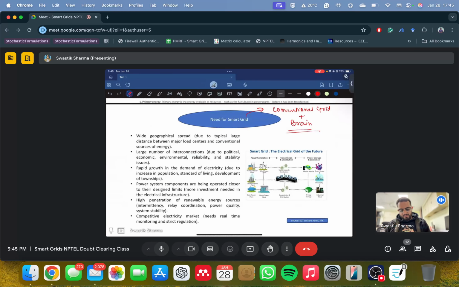So what is the need for a smart grid, right? Now think from the perspective of Grid India. It's sitting in Delhi, right? And it needs to control the grid from all of these regions. So you have this wide geographical spread, right? You have renewable generating stations at one place, you have load centers at a different place, you have such a huge geography in this, right?